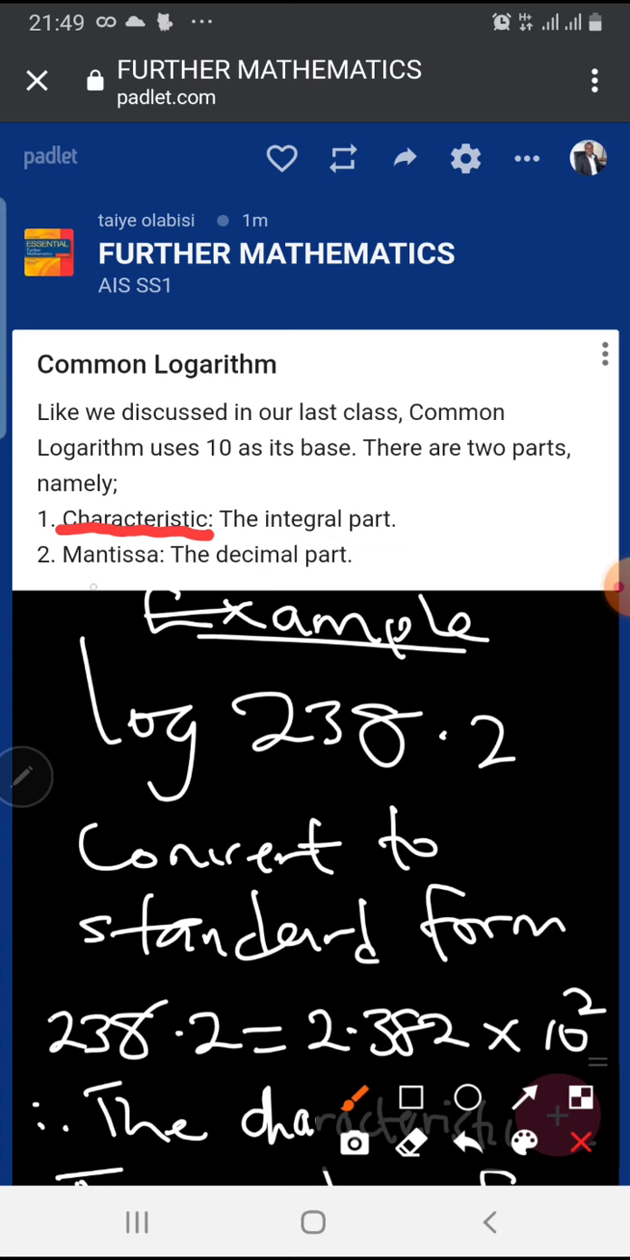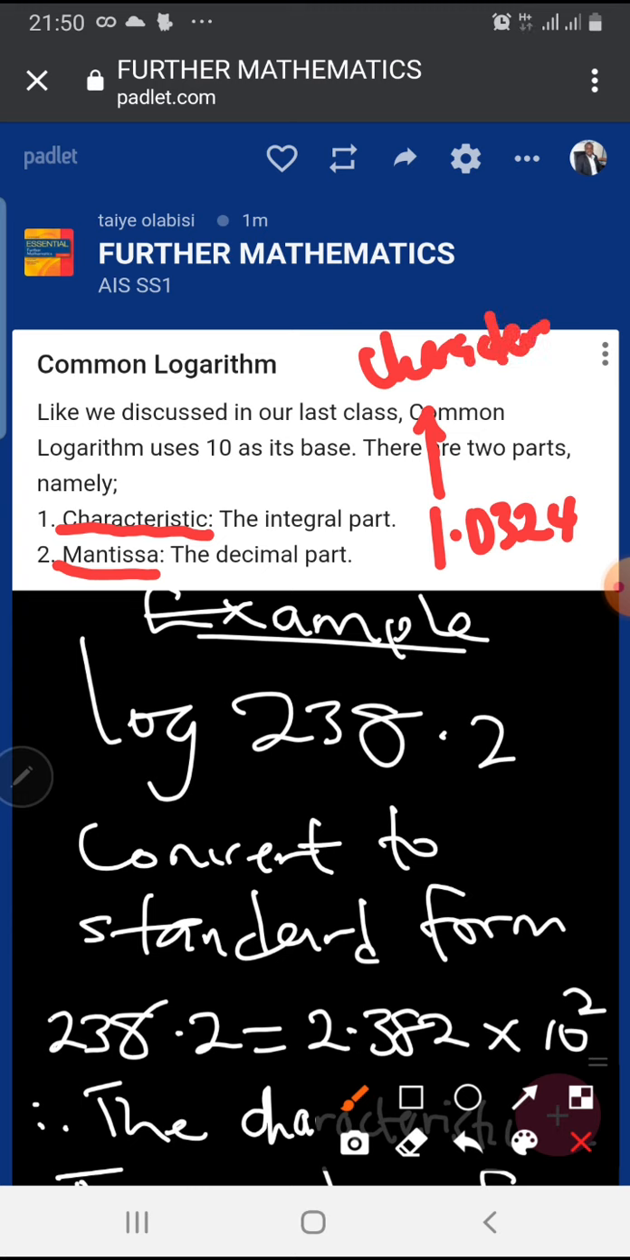Then the second part is the mantissa. Mantissa is the decimal part. So if the logarithm of a number is 1.0324, the 1 is referred to as characteristic, while the decimal number, this 4 decimal number, is referred to as mantissa. Is that okay? All right, let's proceed.